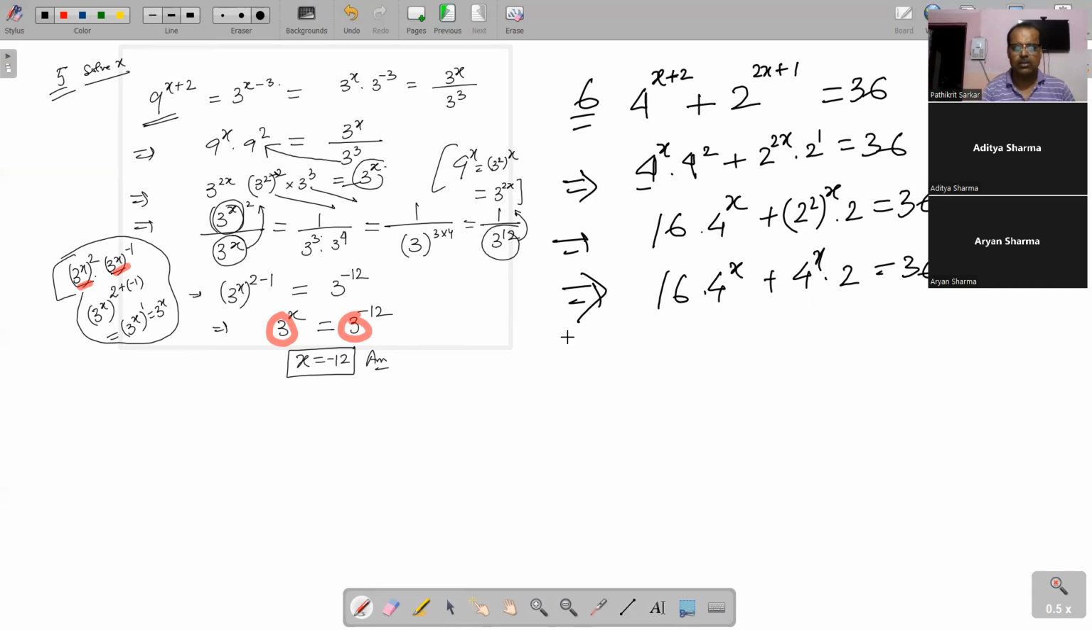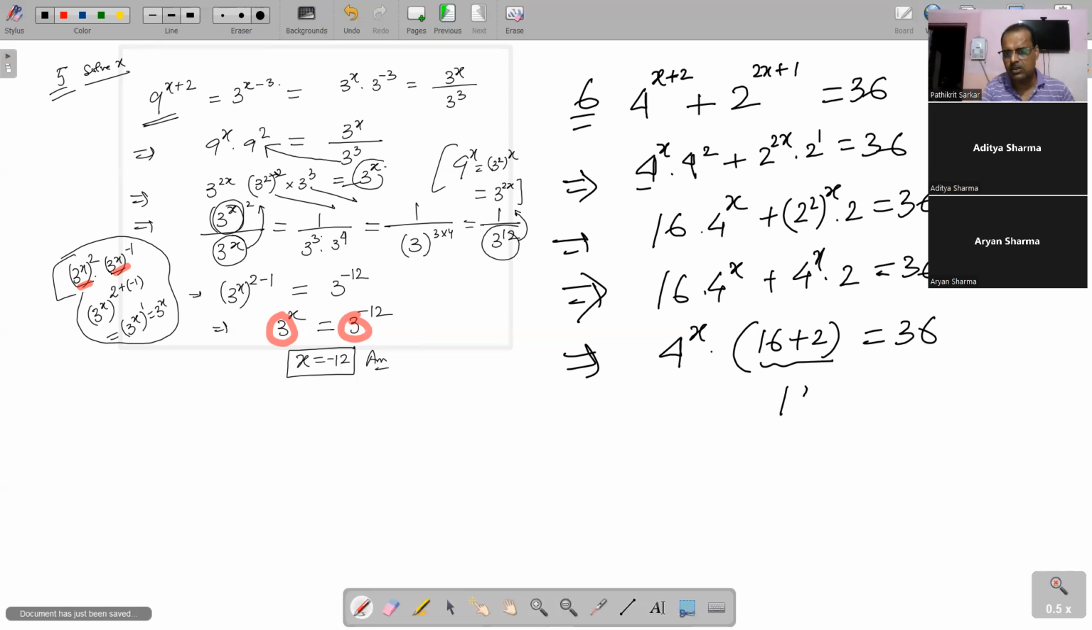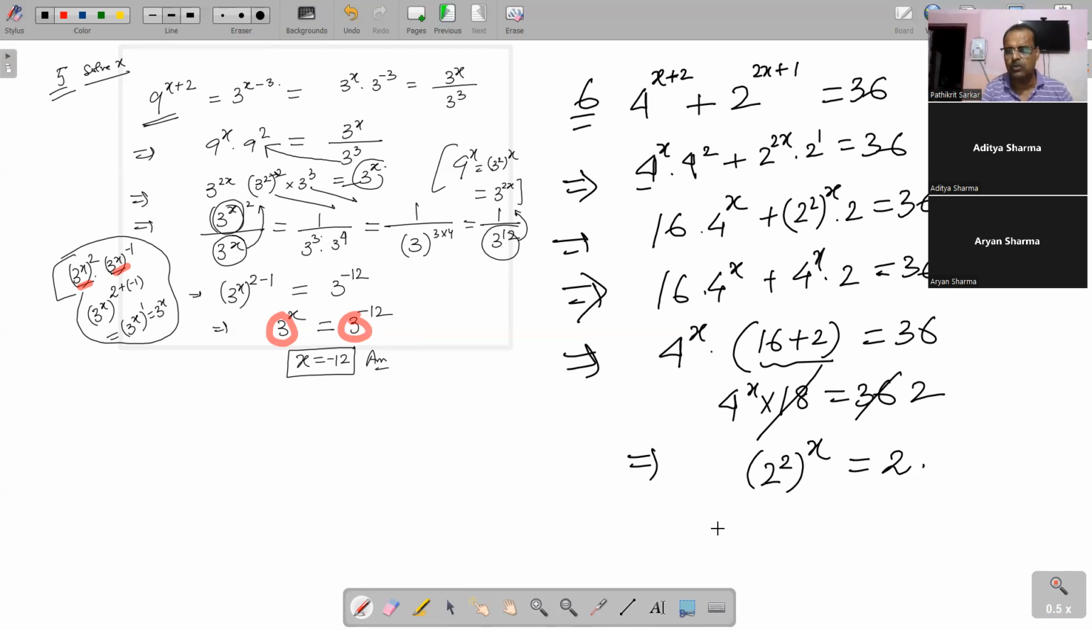Then add this, sir, because we can take 4 to the power x common. So if you take 4 to the power x common, then it comes down to 16 plus 2 is equal to 36. So 16 plus 2 means 18. So it will be 18 into 4 to the power x is equal to 36. So cancel this, and it will become 2. So ultimately we transfer this to 2 squared whole to the power x, and this will be equal to 2.